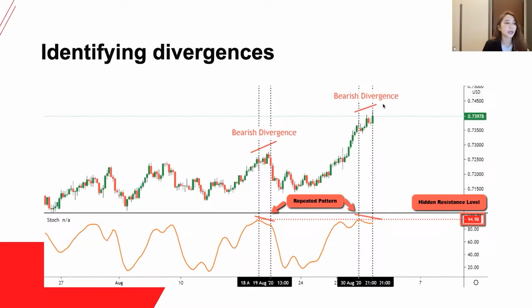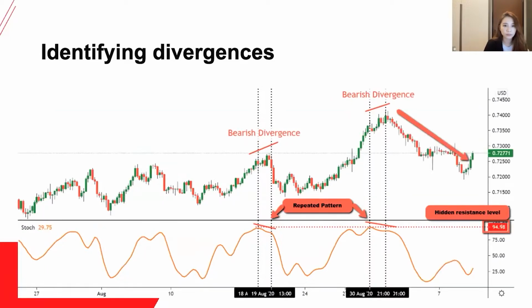And then we are also capturing another bearish divergence at a higher price. So we can see that repeated pattern on the hidden resistance level of 94.98, and also a bearish divergence at the peak. In this case, you can see that indeed the bearish divergence carried over and price did slow down and dropped from the stochastics hidden resistance level, coinciding with our bearish divergence.